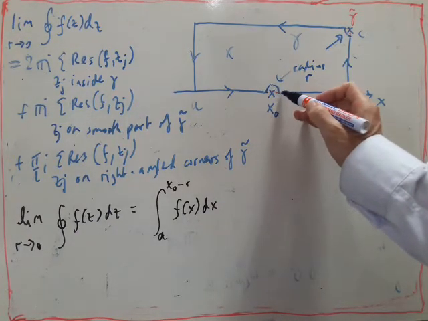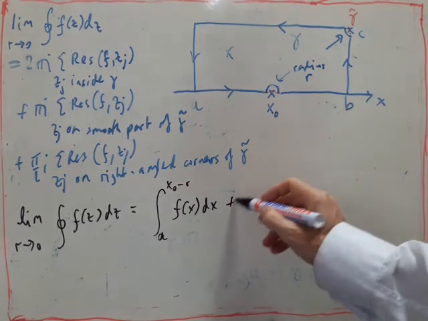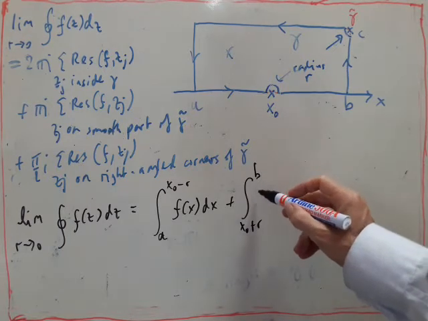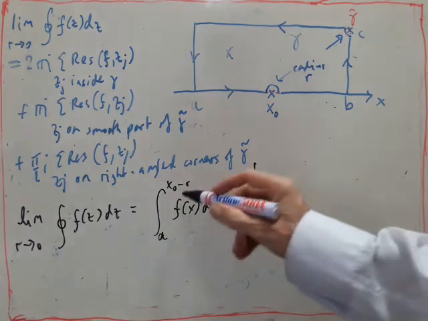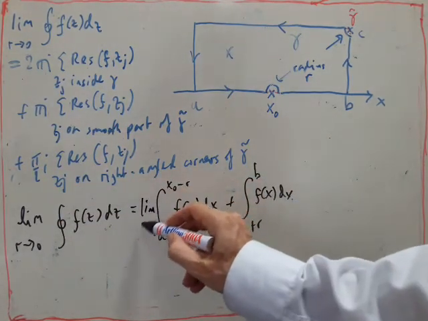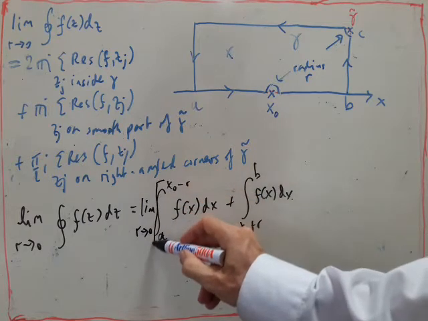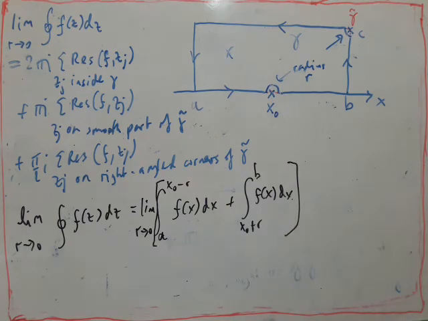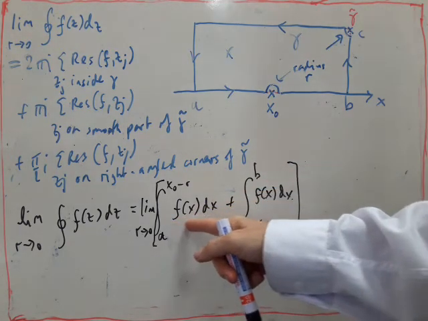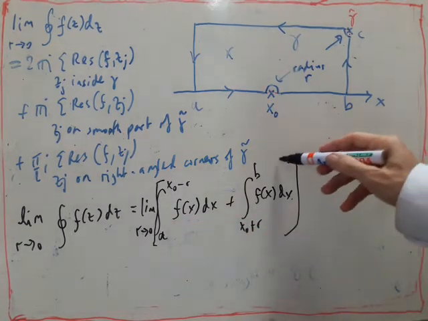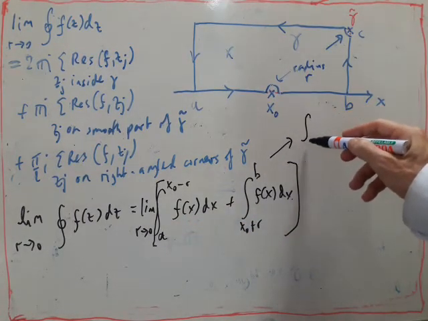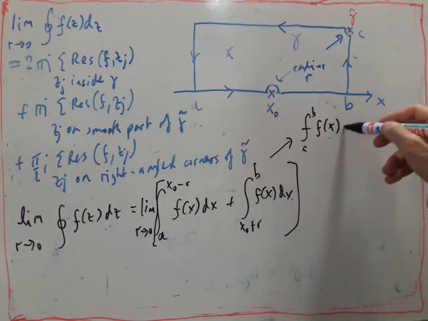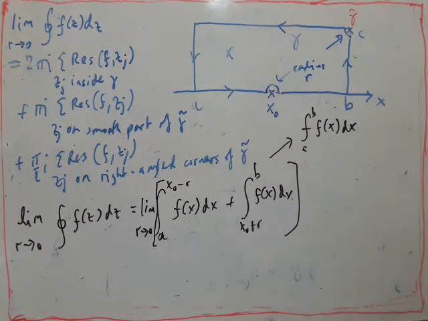We'll consider this bit here later, plus this integral from x naught plus r to b. And remember, we're taking the limit as r goes to 0. So this is the first interesting thing. We recognize this quantity here as precisely the principal value of the integral of f from a to b. So this we can rewrite as simply, after taking the limit, the principal value from a to b of f of x dx. So this is useful in itself.